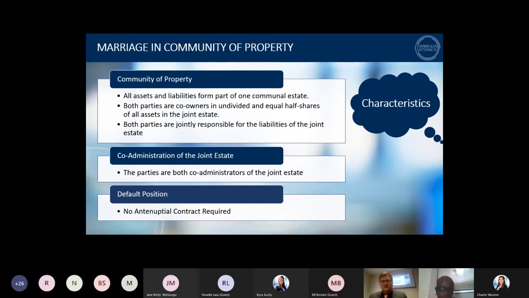Your separate assets and liabilities immediately become the joint assets and liabilities of the joint estate. In terms of the Matrimonial Property Act of 1984, there is co-administration of the joint estate, and we will be looking at some of the powers and limitations in a joint estate a little bit later on. But basically, for now, what you need to know is that both parties are co-administrators of the joint estate.